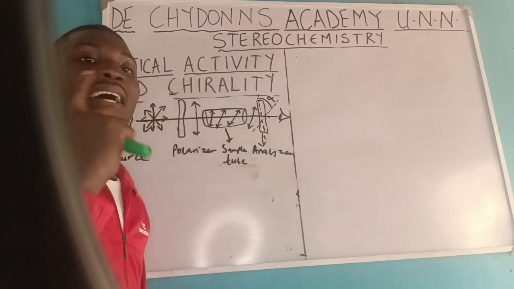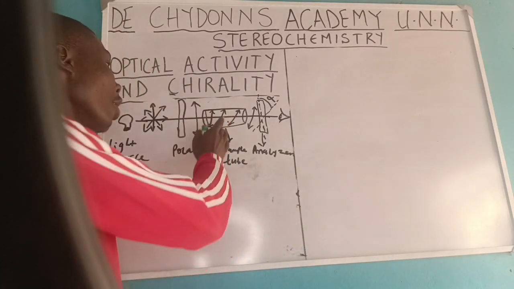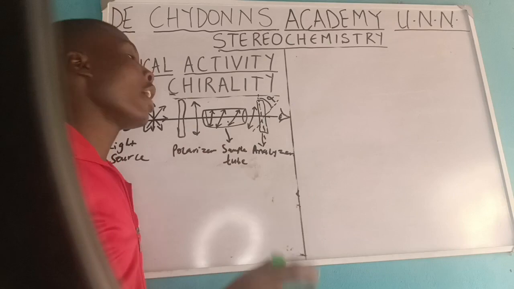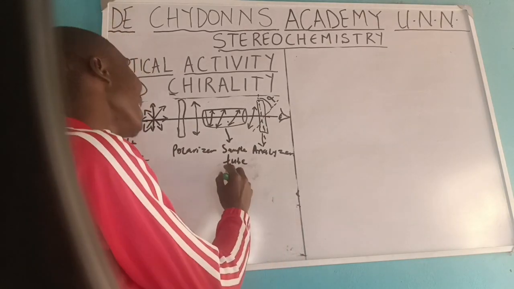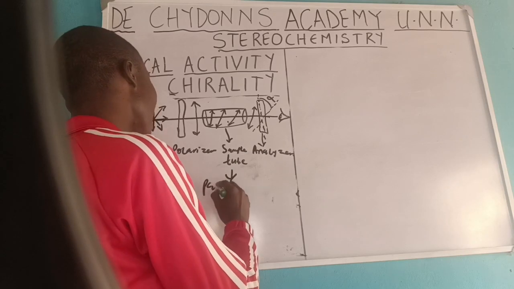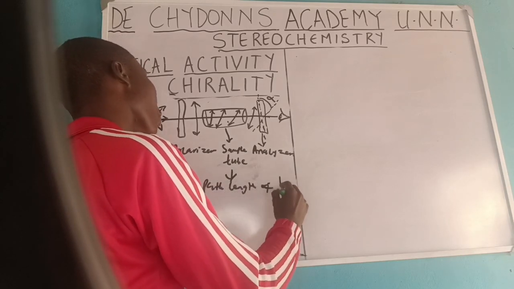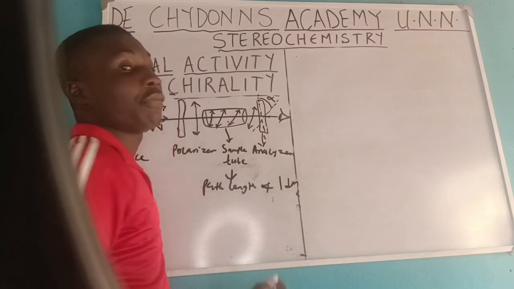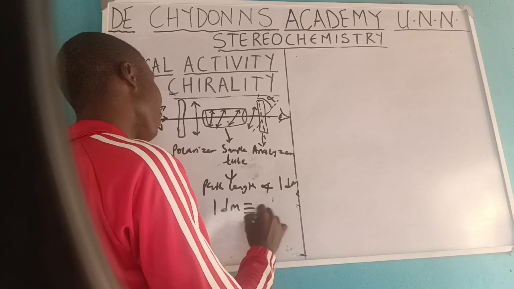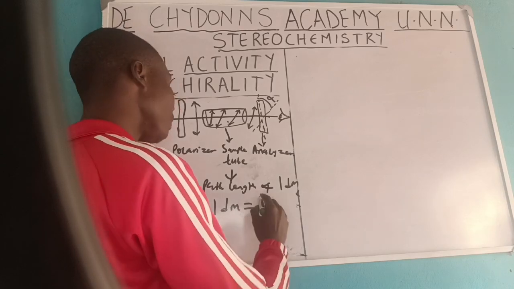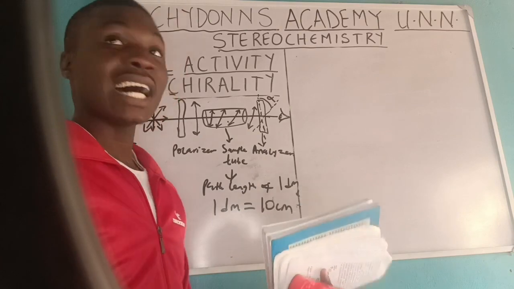But most of them are aqueous solutions. It's already dropped inside the sample tube. Now, the standard tube for a polarimeter has a path length of 1 decimeter, and from the normal mathematical relationship we know that 1 decimeter is equal to 10 centimeters. So that's for the standard polarimeter tube.